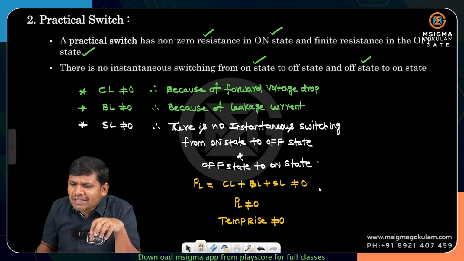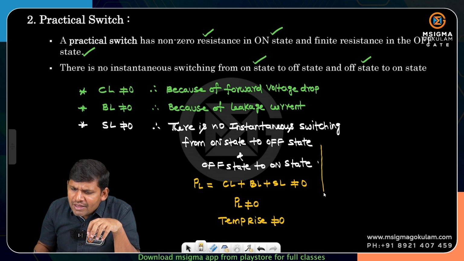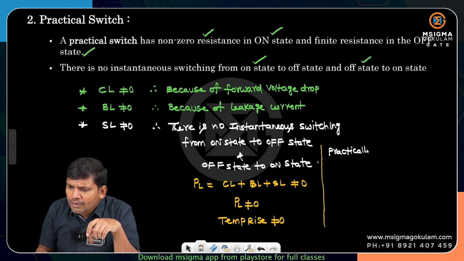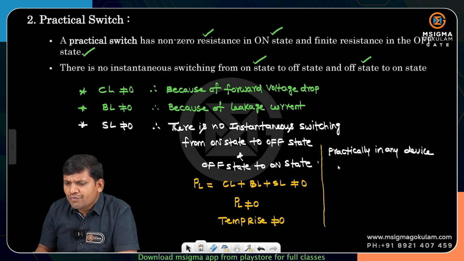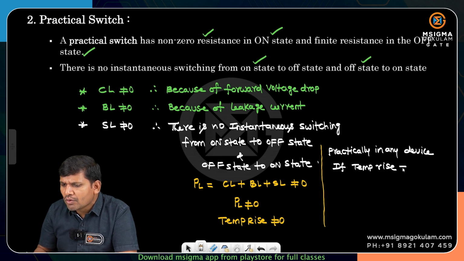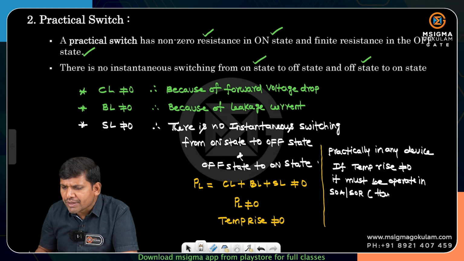Then temperature rise is not equal to 0. Practically, in any device, if the temperature rise is not equal to 0, it must be operated within the safe operating area or safe operating region, that is, the thermal limit.